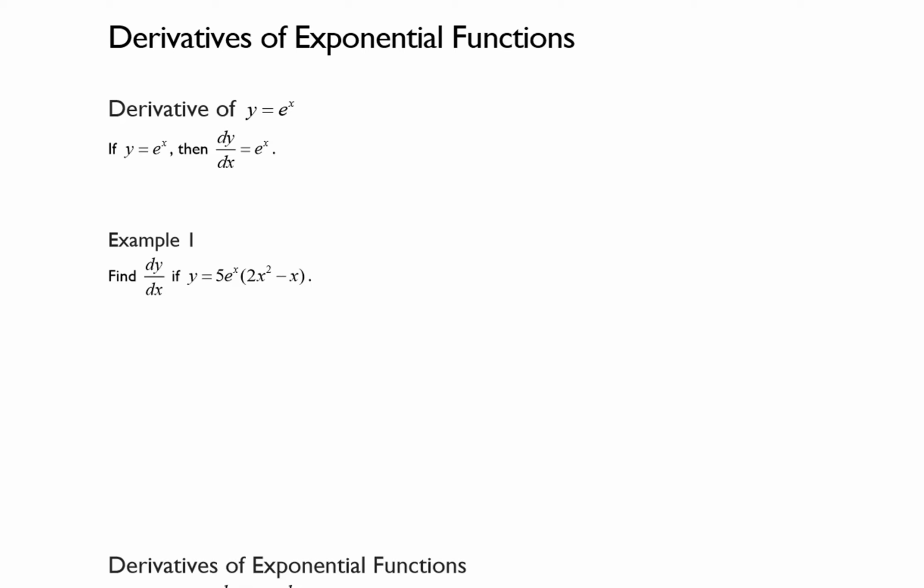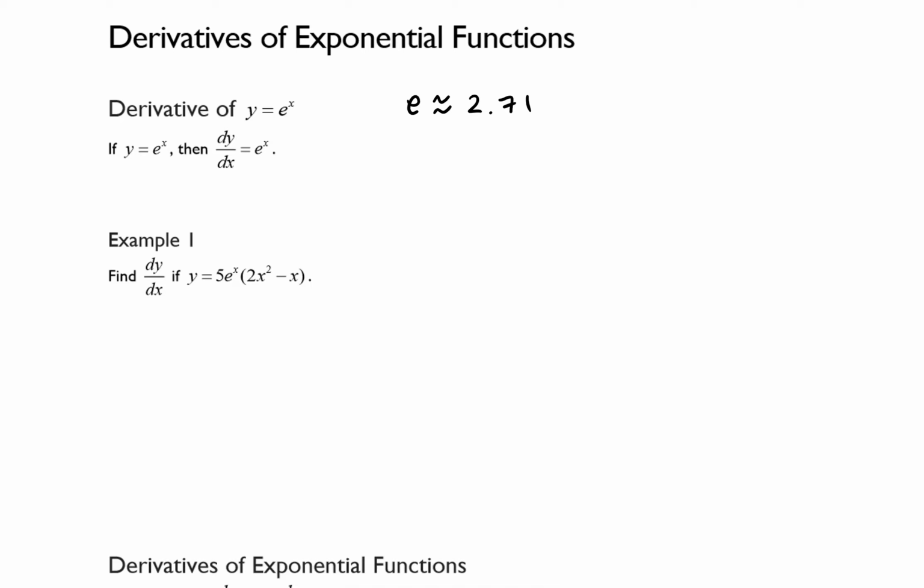Let's take some derivatives of exponential functions. If y equals e to the power of x, then dy dx is equal to e to the power of x. And just as a quick reminder, remember that e is an irrational number, and it's approximately equal to 2.71.